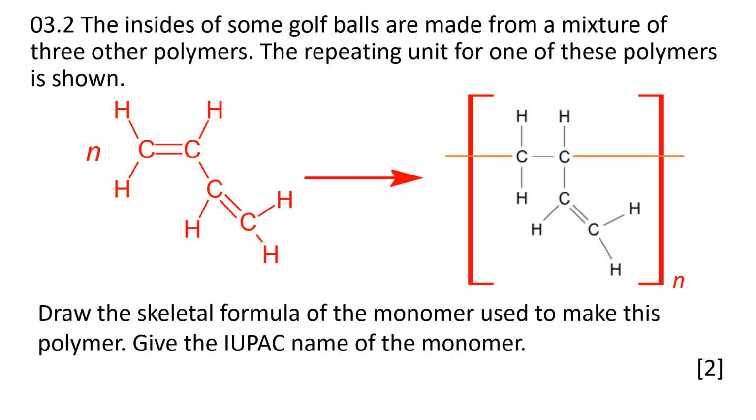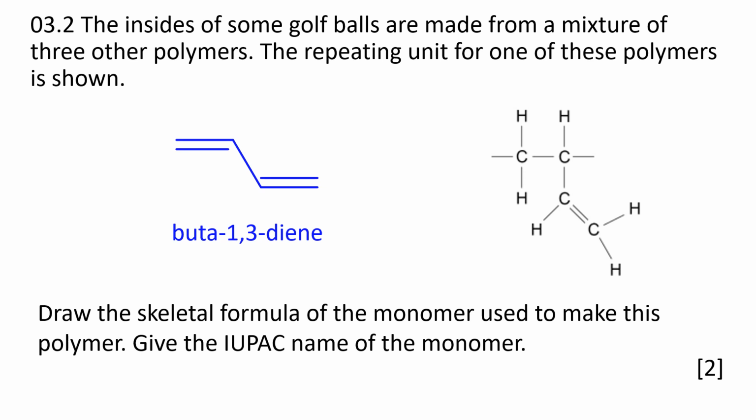The correct monomer is now shown on the left. However, to address the question we have to give the skeletal formula for the monomer and the IUPAC name. There are 4 carbon atoms in the longest consecutive chain and 2 double bonds. The double bonds are in positions 1 and 3. The IUPAC name for this molecule is buta-1,3-diene and the skeletal formula is shown there above the name.